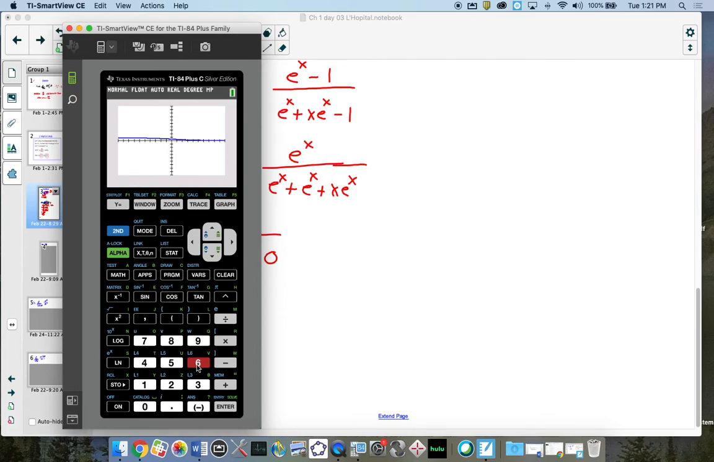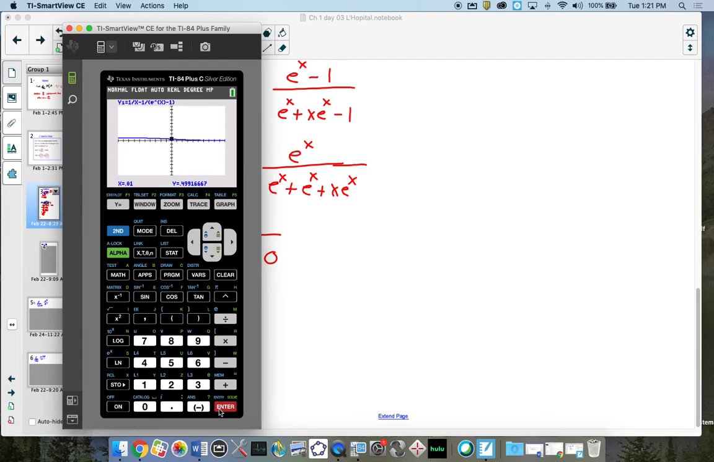And sure enough, if I hit trace, at 0 it's not defined, which we knew. It was an indeterminate form. And if I hit right arrow, if I get really close to 0, 0.48, how about if I trace at 0.1, 0.49, trace at 0.01, 0.499. So as I'm getting closer to 0 from the right, it's approaching 1/2.